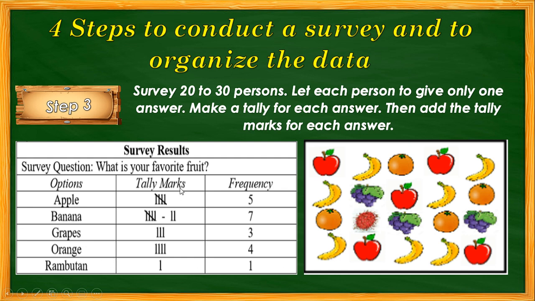So you're going to make a tally mark, and then the numerical representation for the tally mark. So this will be 5. So write the frequency for the 5. This would be 7.